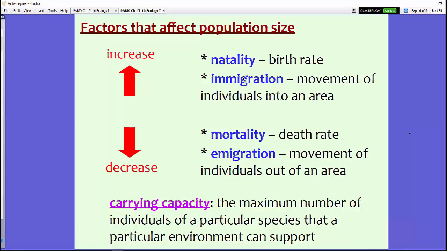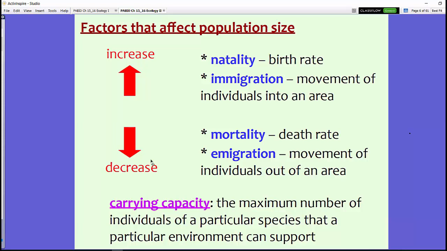So you may have heard a lot about immigration in politics and government types of immigration, and that is where an outside population moves in. But that also affects the population size by increasing it. So these two factors affect population size by increasing: birth rate and immigration.